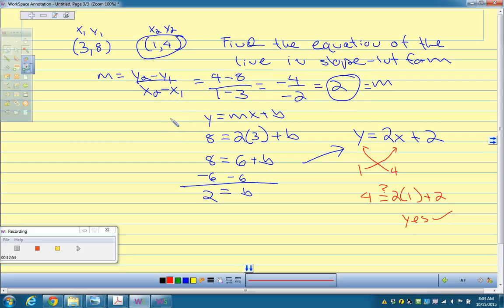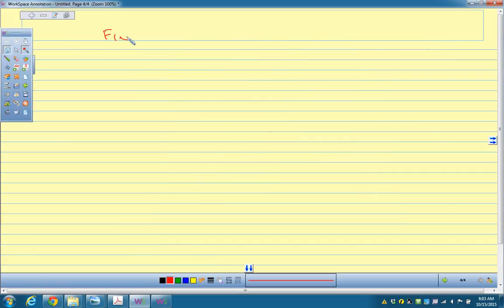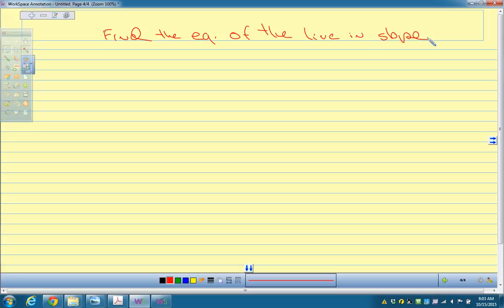Okay. So now it's your turn. Okay. I know I'm going kind of fast. So find the equation of the line. Let's just get a new page. Find the equation of the line in slope-intercept form through, and through is spelled like that, not T-H-R-U. -1, -3, and -4, +19. Okay? So the first thing you're going to do is 1, find the slope.